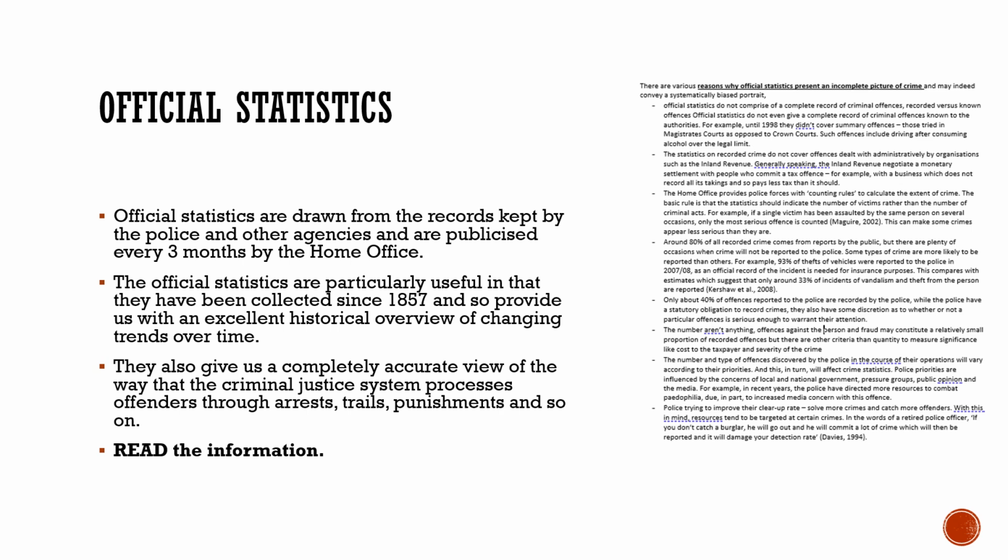What they do give us an accurate view of is the way that the criminal justice system works. All right, so how the police are working, what the police are targeting, who the police are arresting, how court trials go, and the nature of punishments that are being distributed to offenders. So if you can have a look at the information on page 10, read through those evaluations, highlight the key points, and then unpause the video for the final bit.